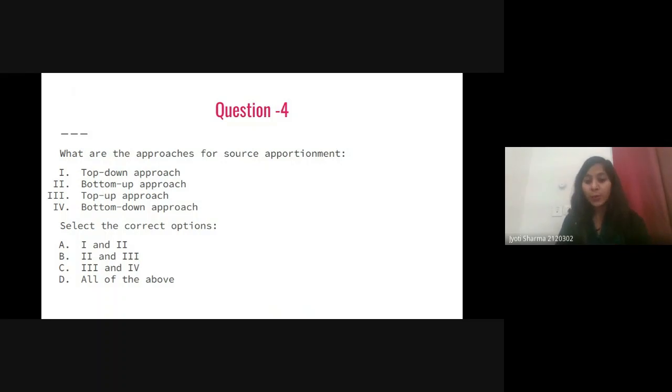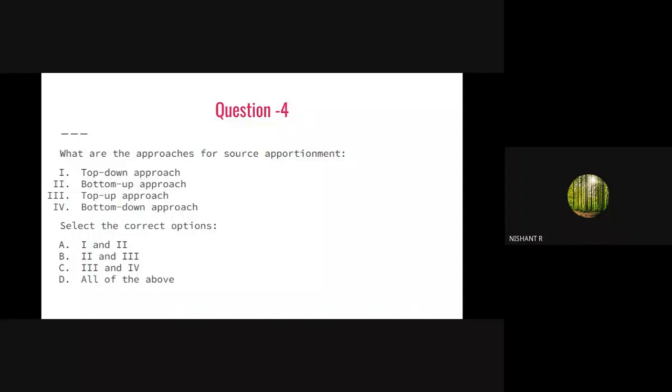Okay, so we have different approaches to calculate this source apportionment. You have to tell me what different approaches we have. The options are top-down approach, bottom-up approach, top-up approach, bottom-down approach, and you have to select the option. So what should be the right answer? What are the different approaches we have? 1 and 2.